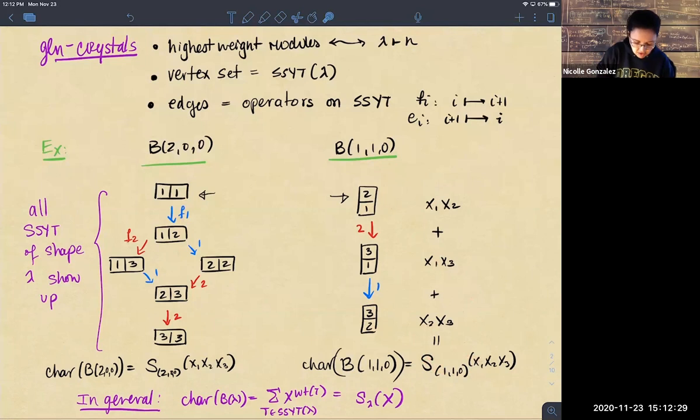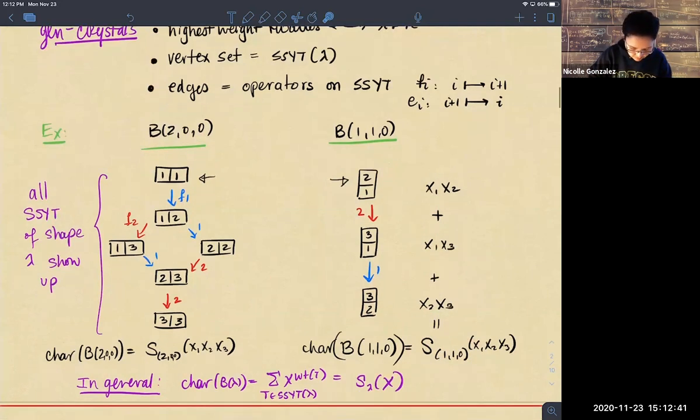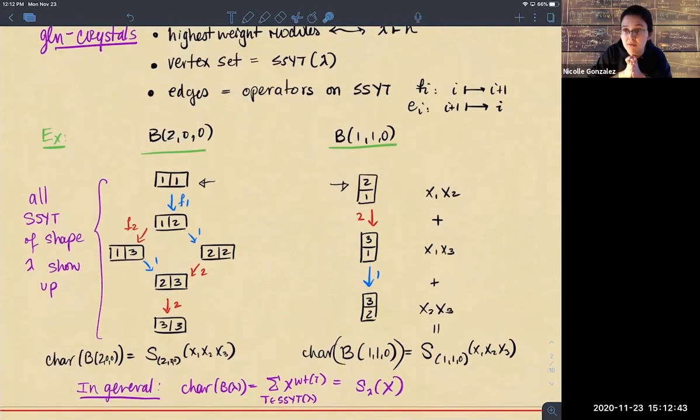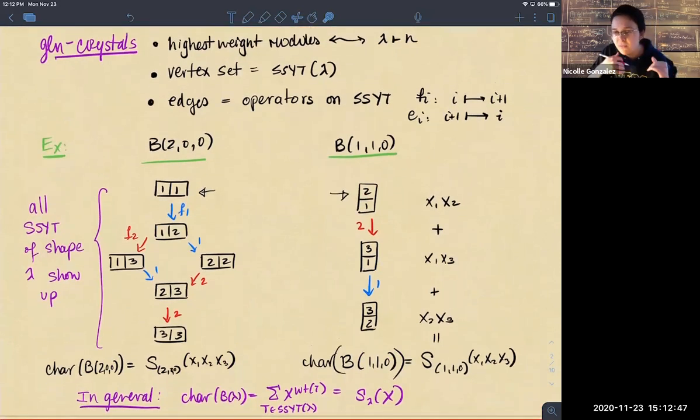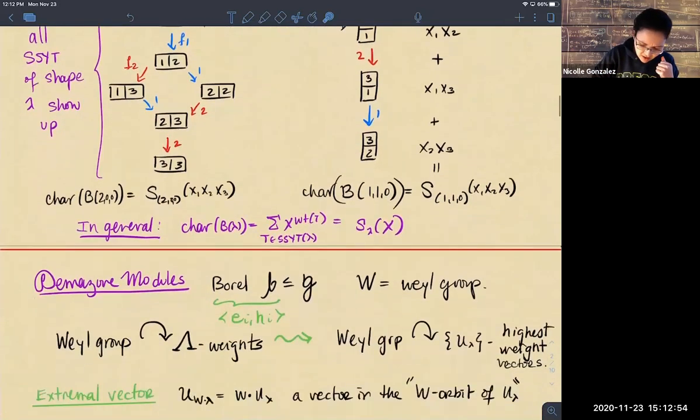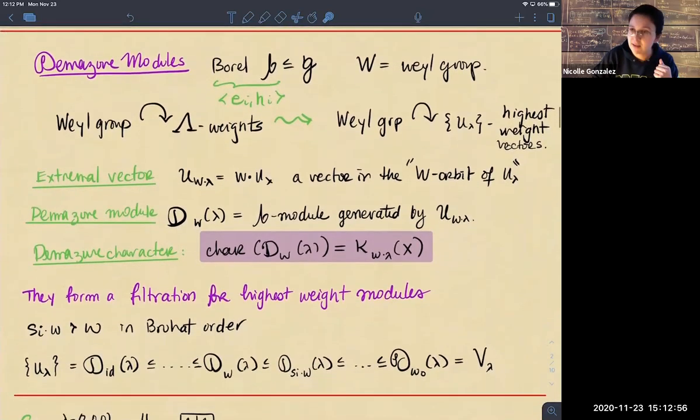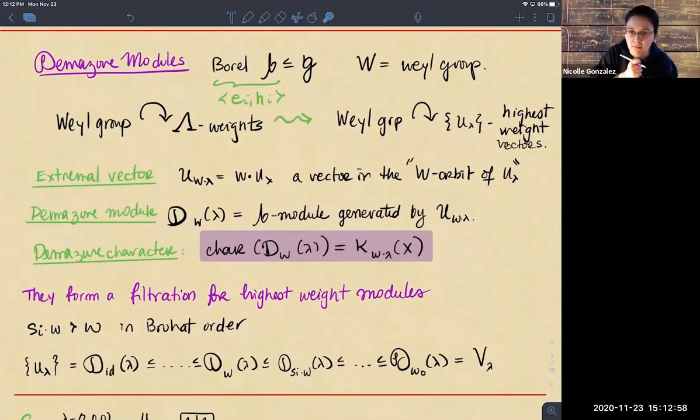And this is, in general, a true fact that if you take the character of these GLN crystals, these highest weight GLN crystals, you're going to get the Schur function associated to that partition back. Okay, any questions about this? It's all classical. It's meant to be a very quick intro into what is a crystal, why do you care? Fantastic. Good, so let's talk about Demazure modules and all these Demazure crystal structures that we actually care about in the talk.